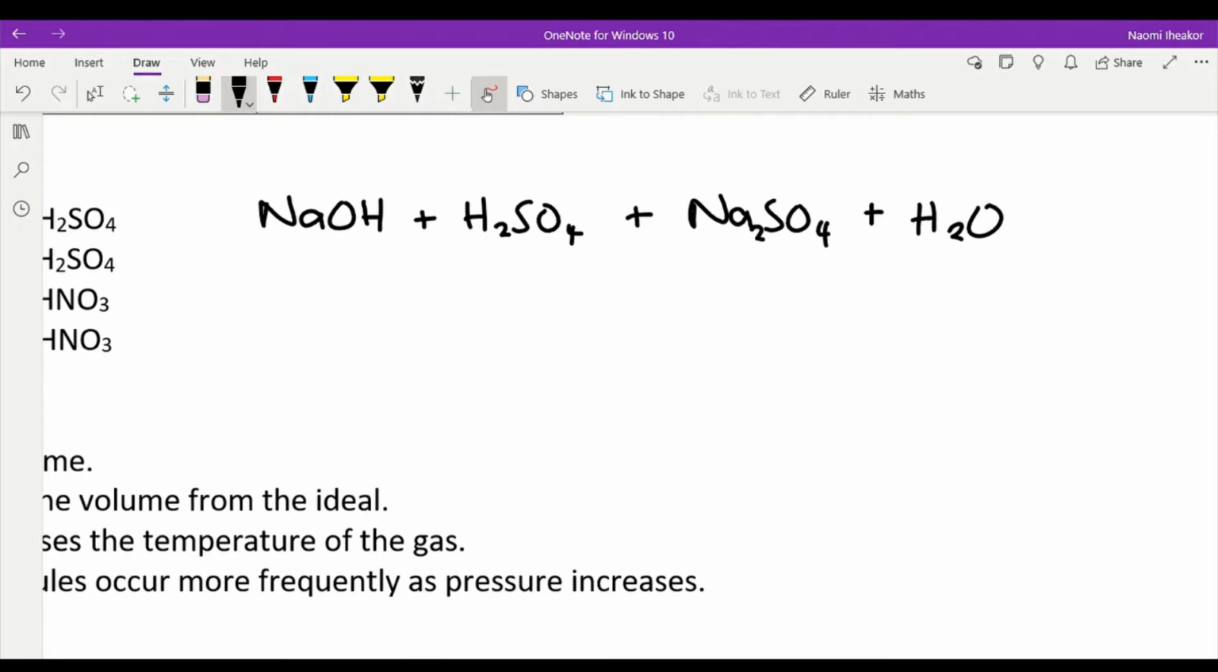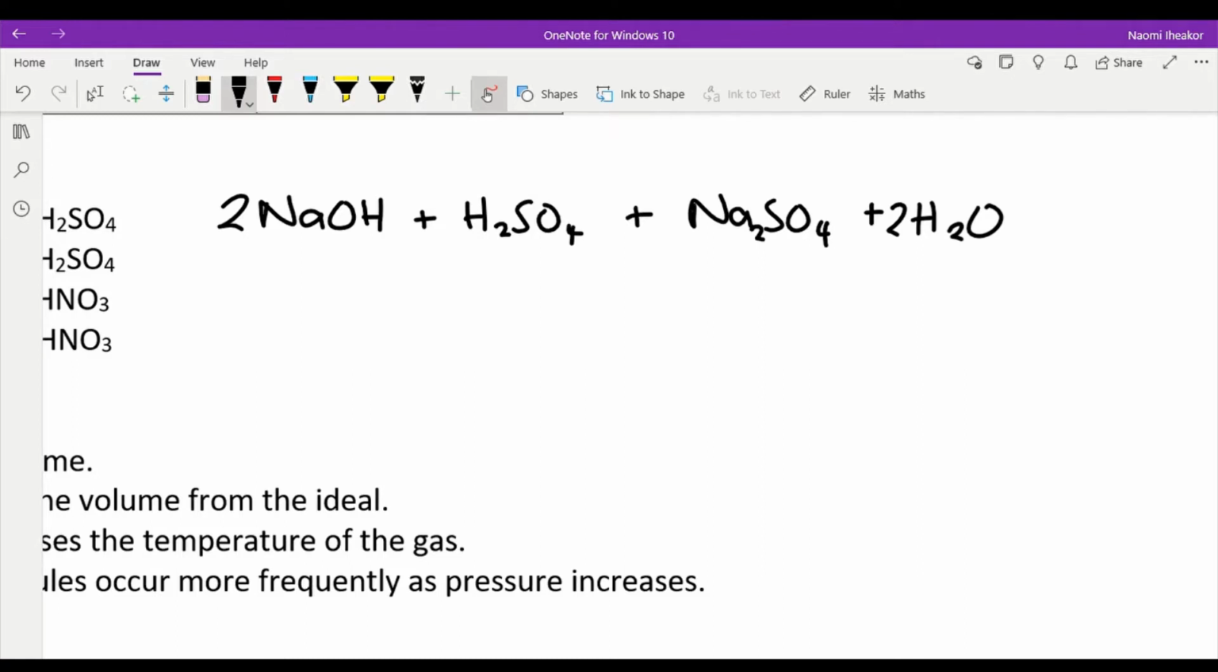If we balance this, we see our sodiums are not balanced, so we'll pop a 2 out here. And now we pop a 2 in front of this one here, and that should be everything balanced. Let me double check that.